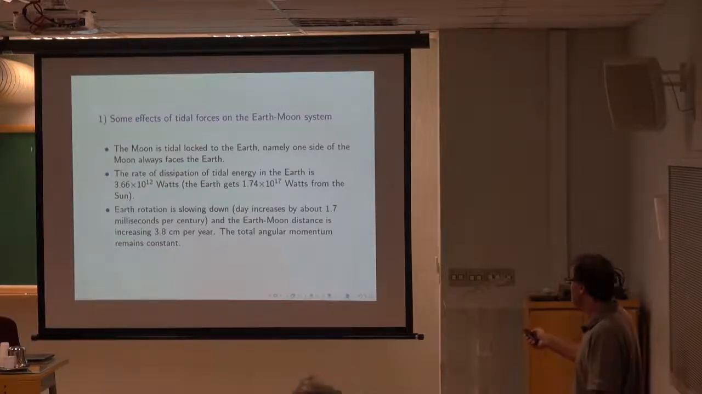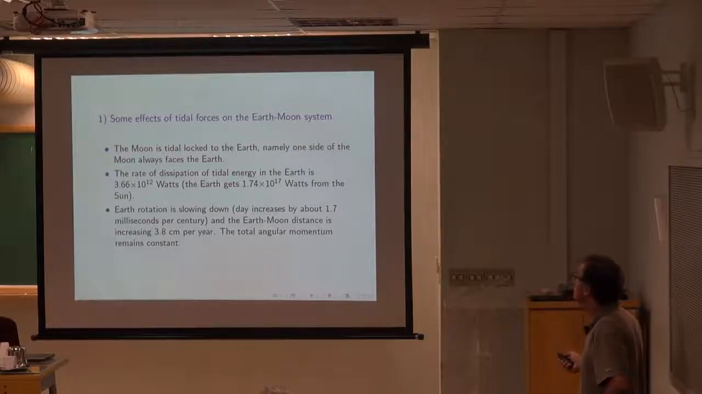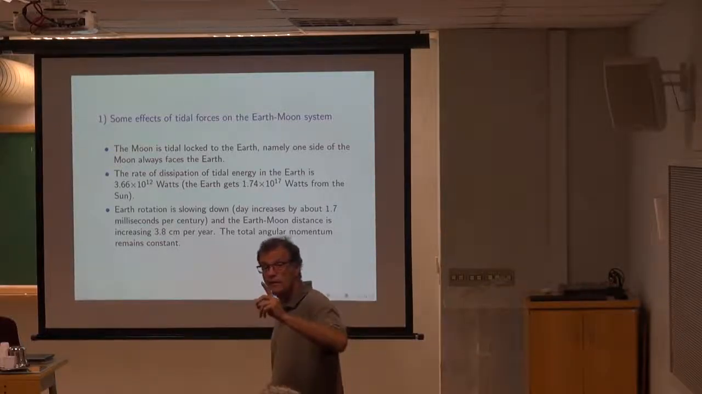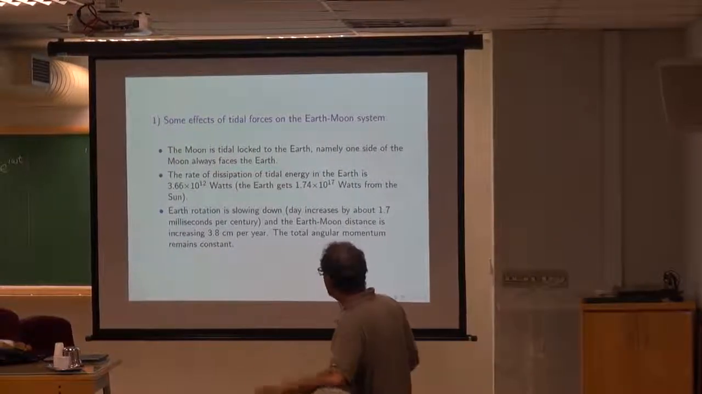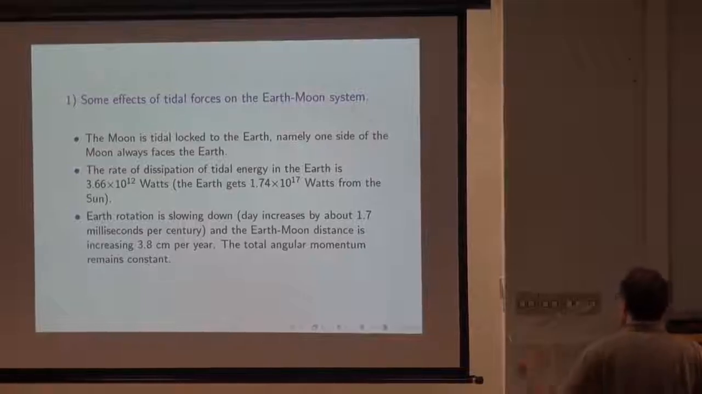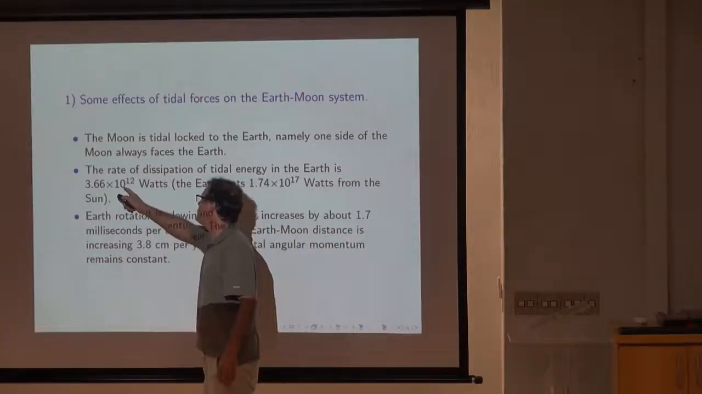This is interesting for the general audience. Some effects of tidal force on the Earth-moon system. Let's take a look at that. This has some interesting detail. The moon is tidally locked to the Earth, namely, one side of the moon always faces the Earth. Everybody knows that, right? But this is the effect of tides. All major satellites in the solar system have the same situation. All of them, the major ones, not the small satellites. The rate of dissipation of tidal energy in the Earth, this is what we get with that model, is 3.66 terawatts.